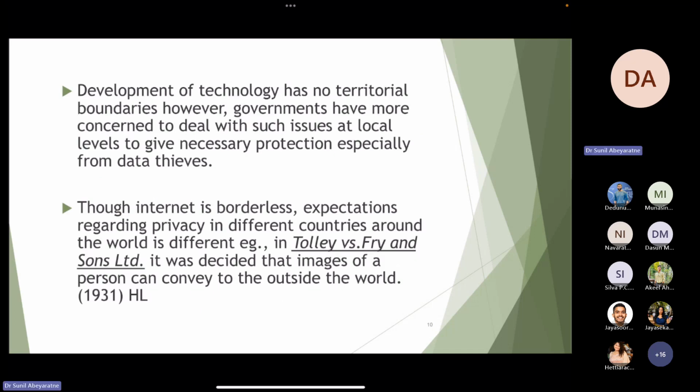Development of technology has no territorial boundaries. However, governments have more concern to deal with such issues at local levels to give necessary protection, especially from data thieves. Though the internet is borderless, expectations regarding privacy in different countries around the world are different. So this is what we discussed. Internet is borderless, but expectation regarding privacy in different countries around the world is different.